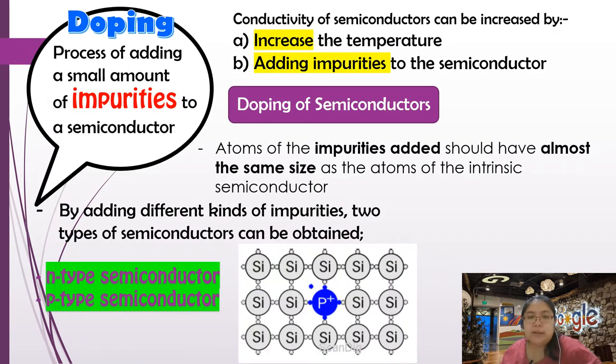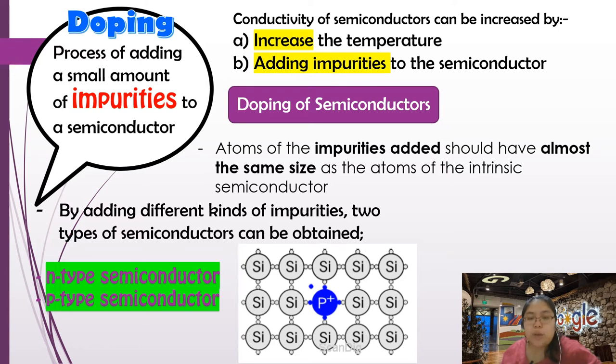Okay, then we go and see how the semiconductor can conduct electricity. From here we can see the conductivity of a semiconductor can be increased in two situations. The first one is increased temperature. Just now I told you when the temperature increases, the electron can come out from the semiconductor so they can conduct electricity. The second situation is adding impurity. That means you add something into the semiconductor. When you add something to the semiconductor, this process we call doping. The definition of doping is the process of adding a small amount of impurity to the semiconductor.